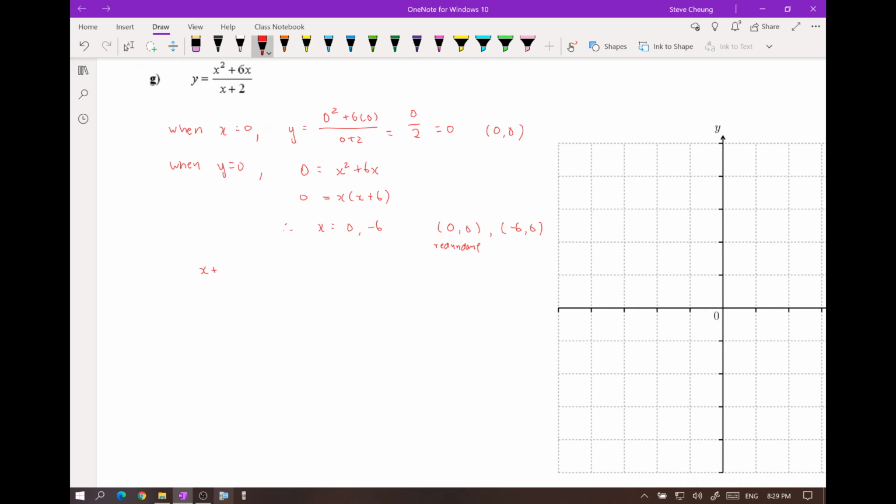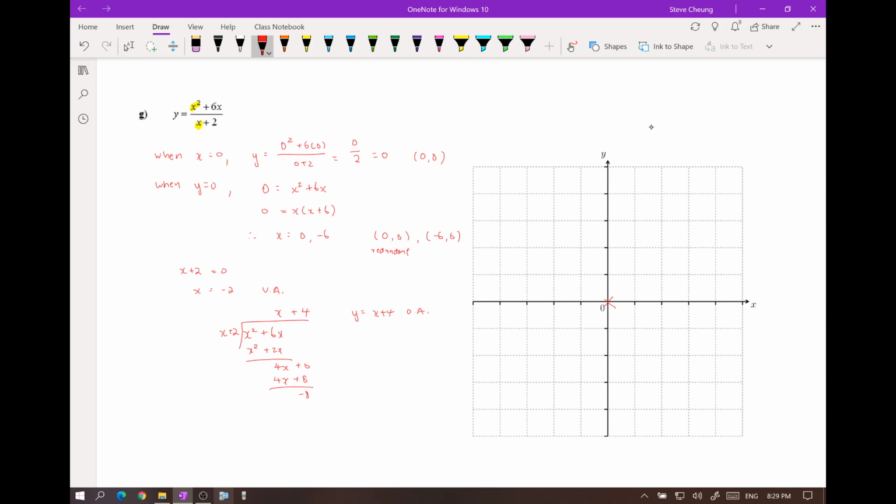Vertical asymptote, set the denominator equal to 0. That's that. Again, horizontal asymptote, we don't have one because the degree on the top is bigger than the bottom. So we do long division. It's technically 0, so we can just add +4. So this is the oblique asymptote.